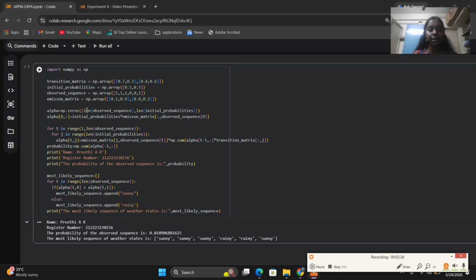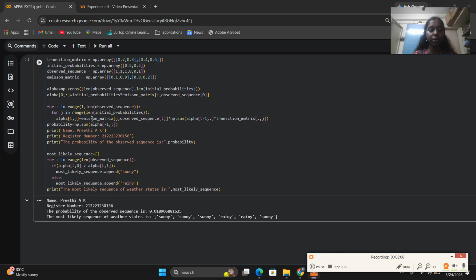Next we are computing the forward algorithm, and we are storing the values in the alpha variable. We create a matrix which will help us store the forward probabilities. Here we are multiplying the initial probabilities with the emission matrix, and this line will calculate the probability of the starting state with respect to the first observation.